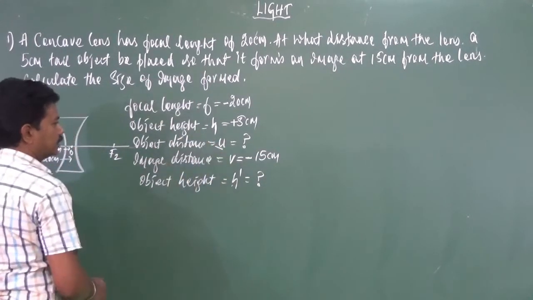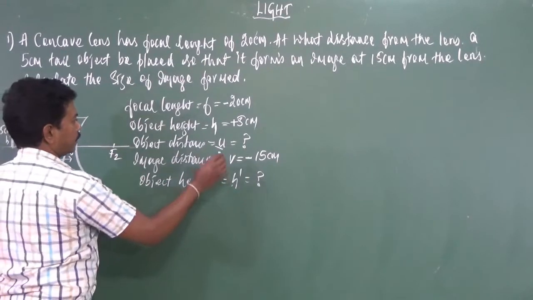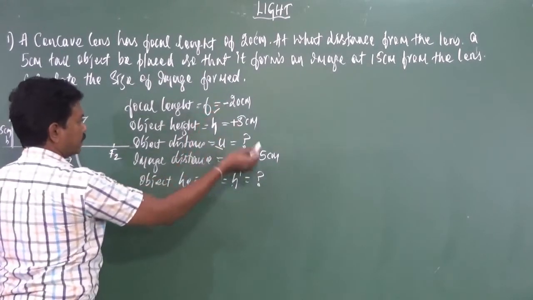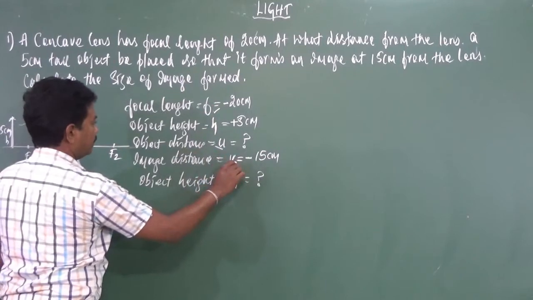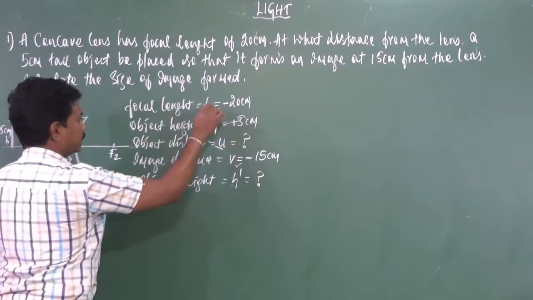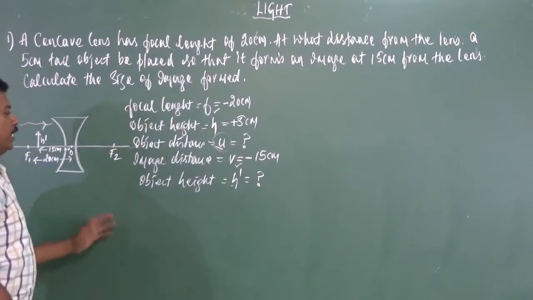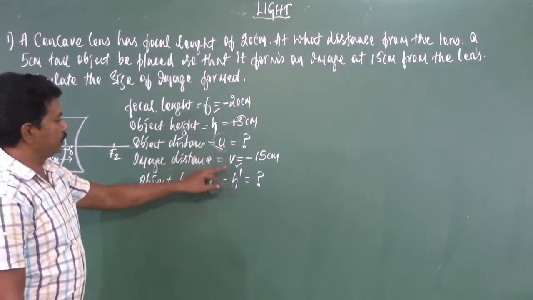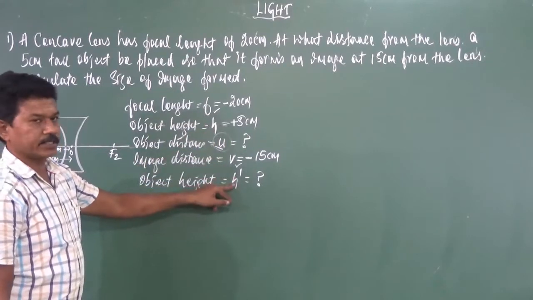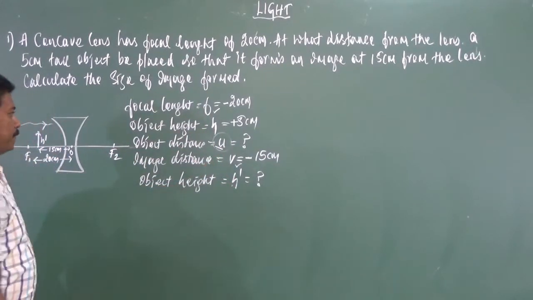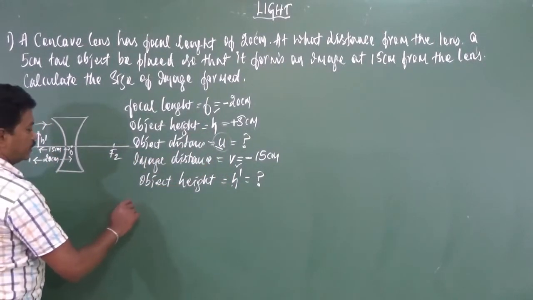Okay. So now, first of all, we'll have to find the object distance. We need the object distance here because we have the focal length and the image distance. As we have the focal length and image distance, we can easily find the object distance, and using v by u is equal to h dash by h, we can reach h dash. Very simple, right?